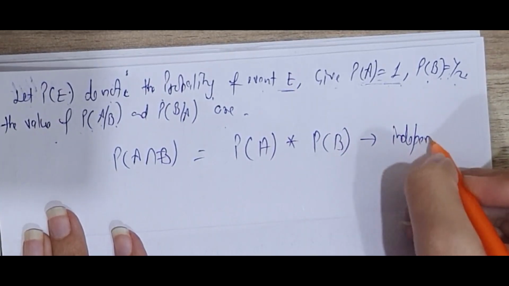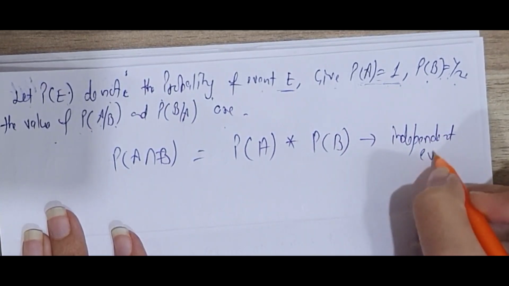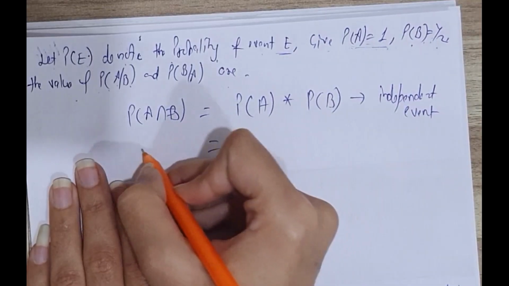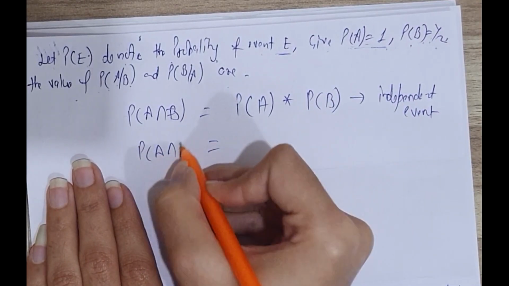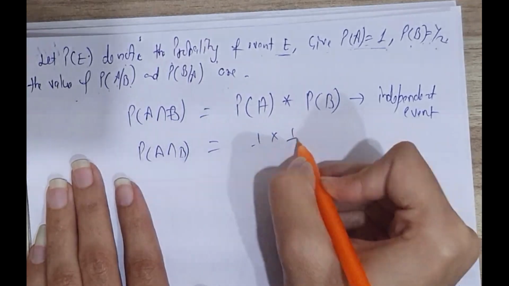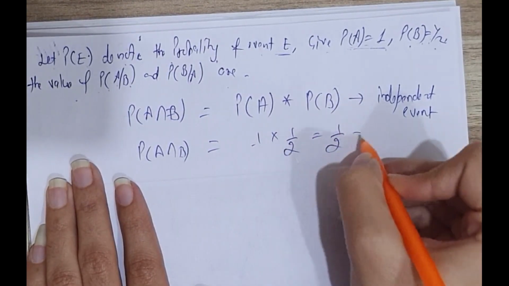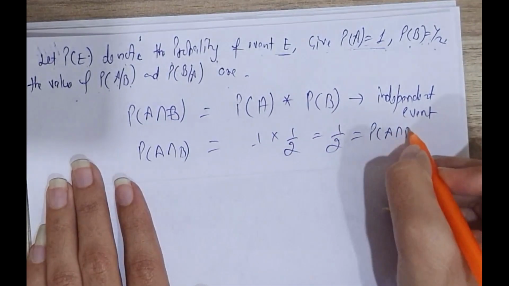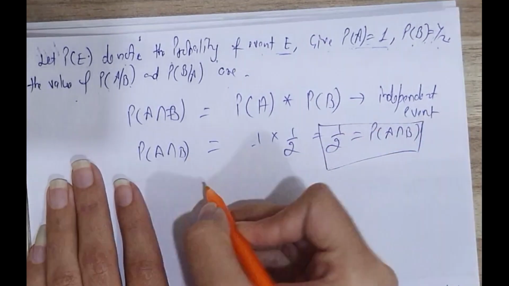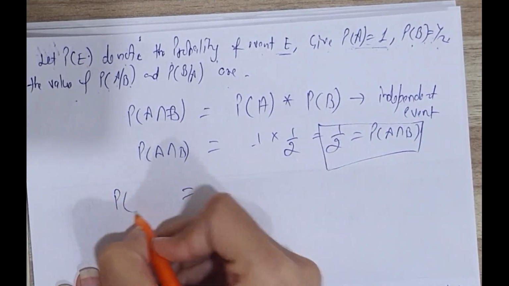in case of independent events, how do we find this? That is 1 into 1 by 2. This comes out to be the answer. Now it's easy, we can find it.